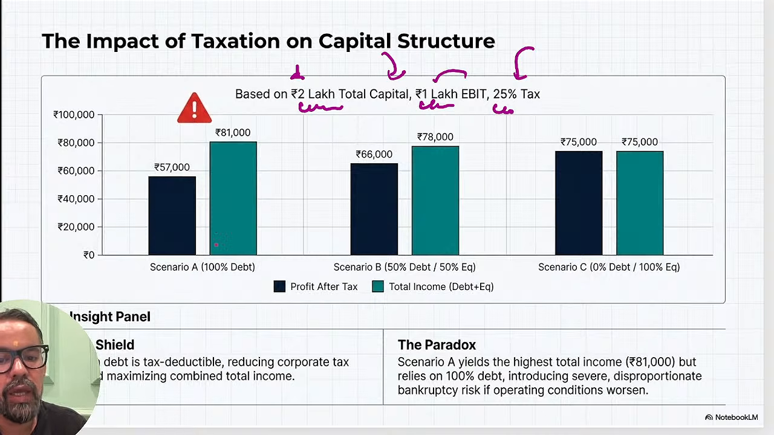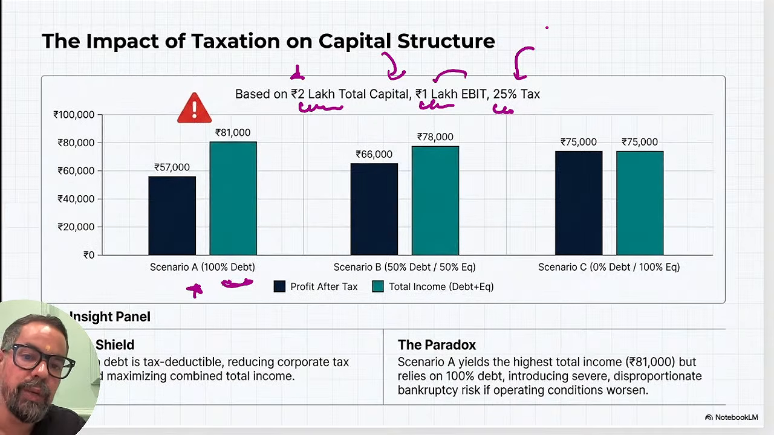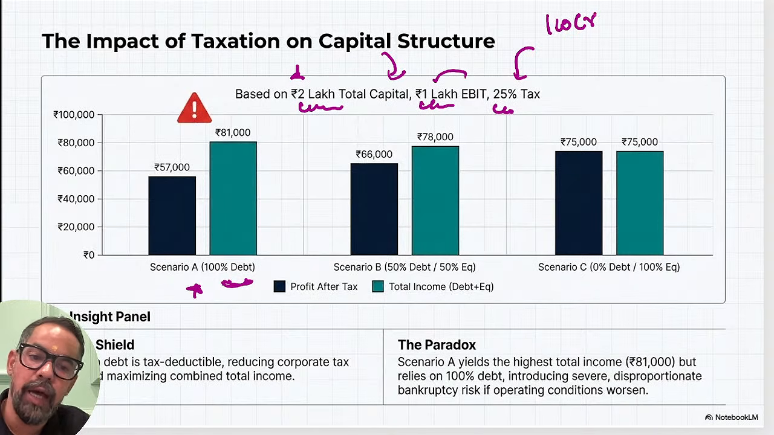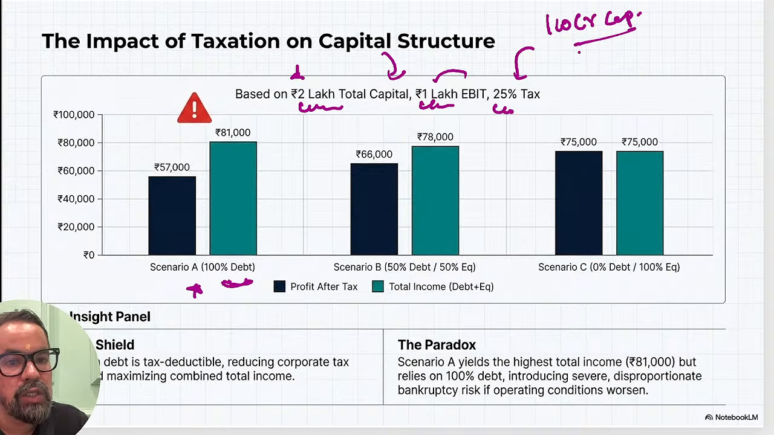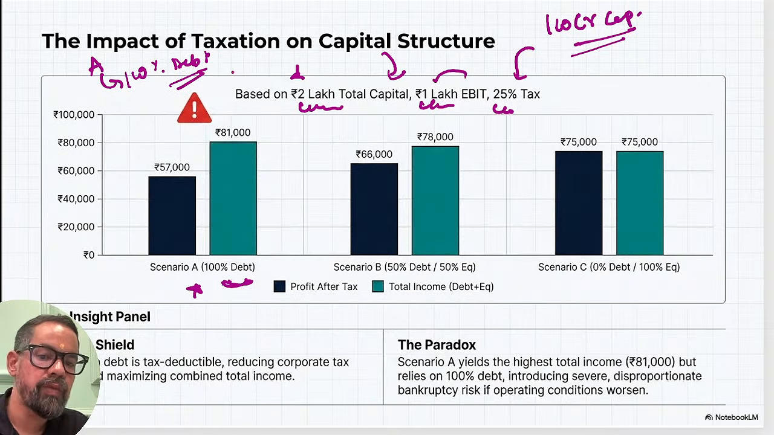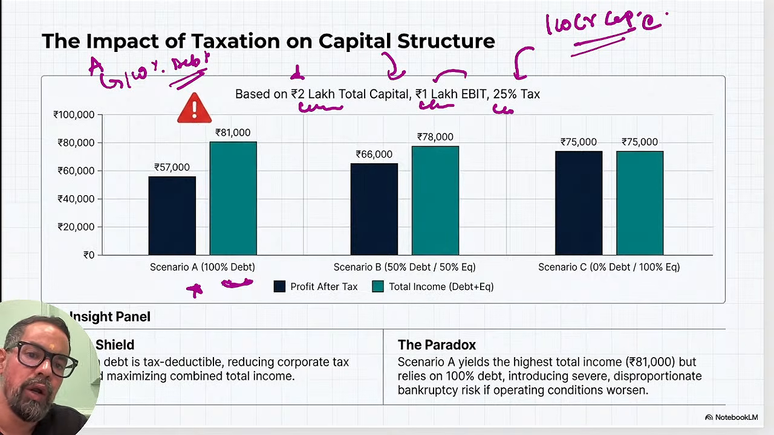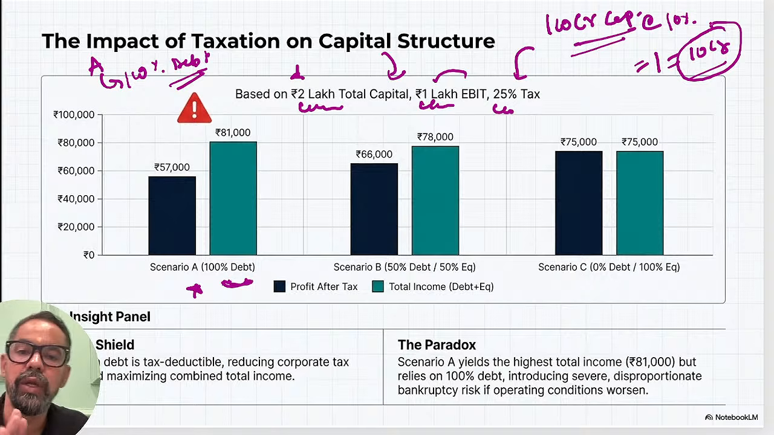Now what are they doing? Scenario A, where they have 100% debt. Let's take this example. A company has 100 crore rupees of capital. In case A it is 100% financed by debt, and suppose the cost of debt is 10%. That means the interest payable during that period will be 10 crores. So they have to pay 10 crore rupees interest during that period.